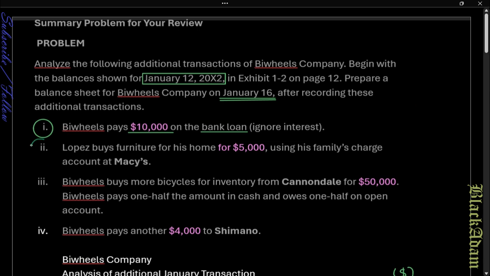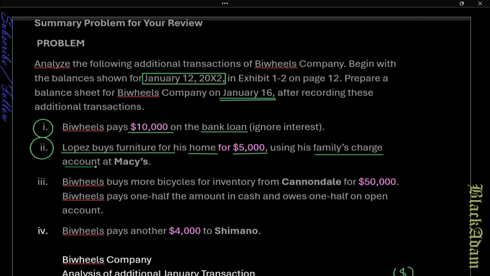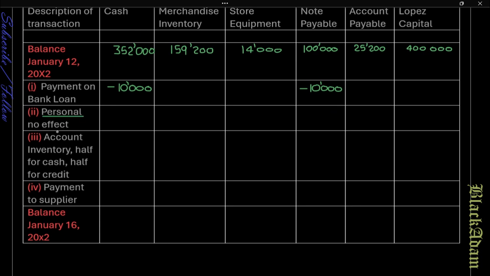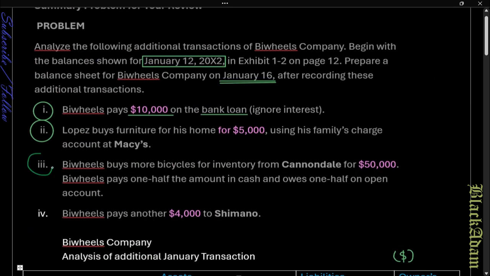So the second transaction, Lopez, who owns the company, buys furniture for his home for 5,000 using his family charge account. So he didn't use anything from the bank. It's a personal effect, so we don't write anything there. And then we have the third transaction.